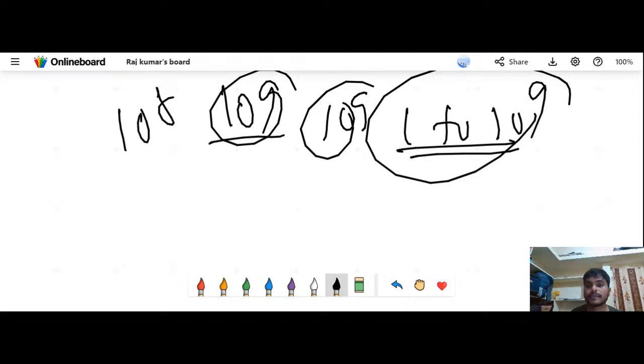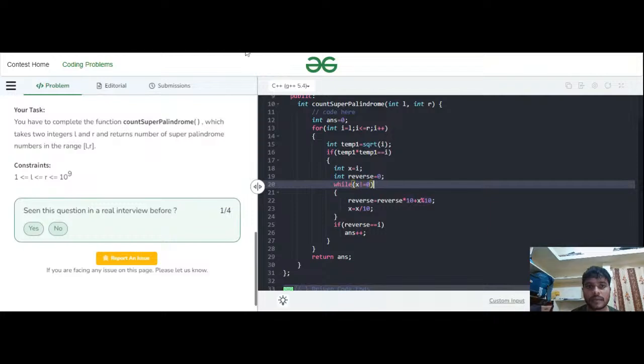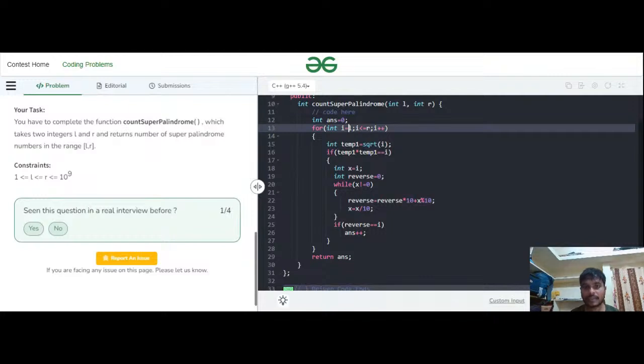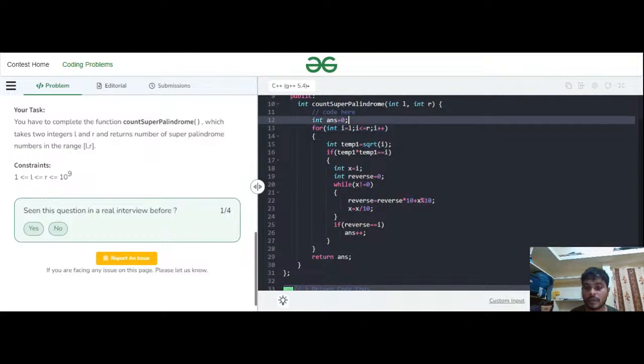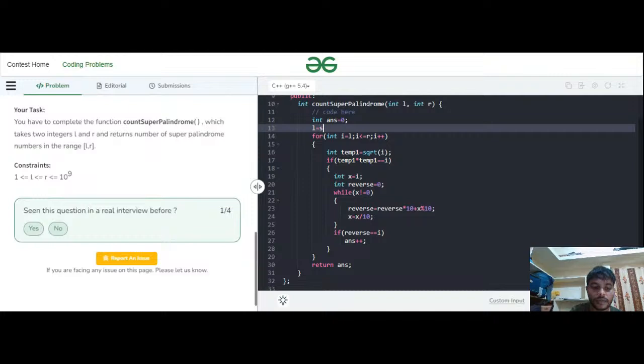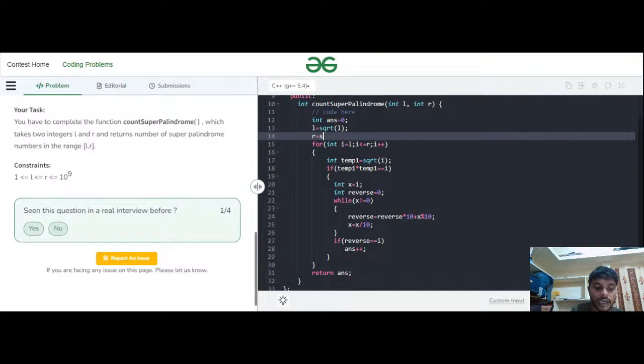So guys, here it is increasing 10 power 8. Okay, now guys, how I optimize this code is very simple. Here how I am optimizing this is, I am traversing from the square root. L is equal to sqrt of L, and R is equal to, I am checking in between squares, R.